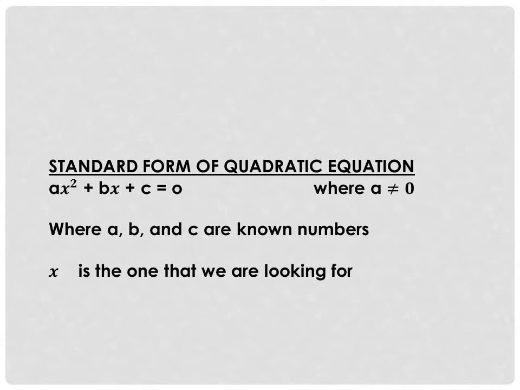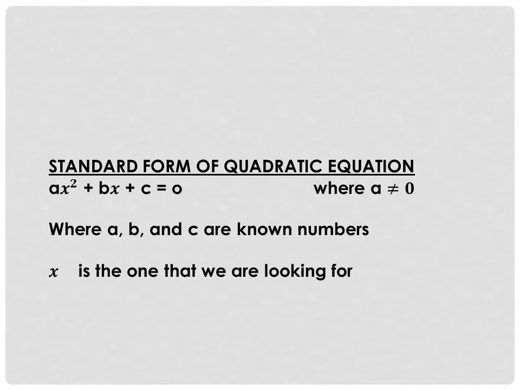The standard form for quadratic equation is ax to the power 2 plus bx plus c, which equals 0. Remember, we said that the highest exponent is square. So you can see the standard form, we have x to the power 2. Now in quadratic equation, the coefficient of x squared, which represents a, must not be equal to 0.